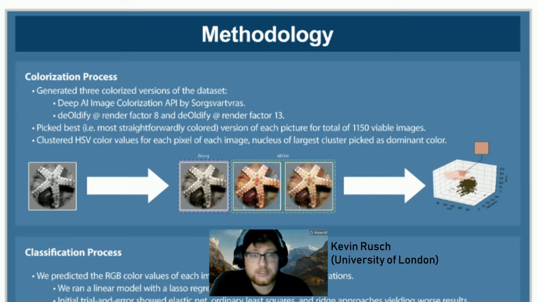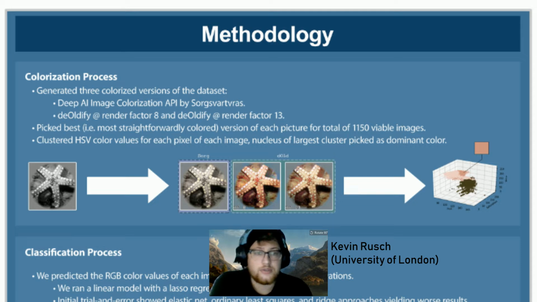We generated one set using a deep learning colorization API by Half Sorgswachtratz, and another with the Oldify, a self-attention GAN-based machine learning tool developed by Jason Antek. In the case of the latter, we generated one set using a render factor, which is basically just the resolution at which the image is rendered, of 8, and another with a render factor of 13.